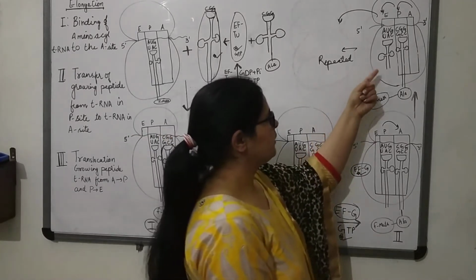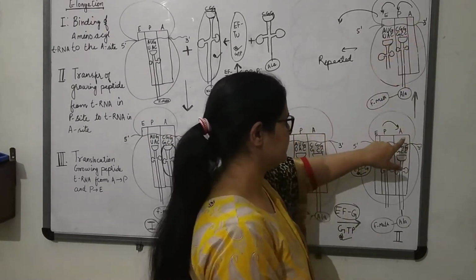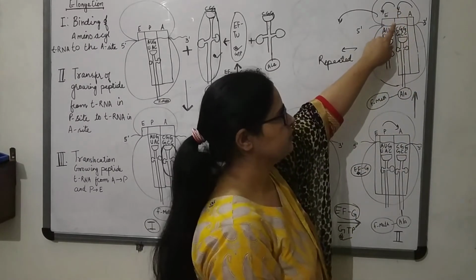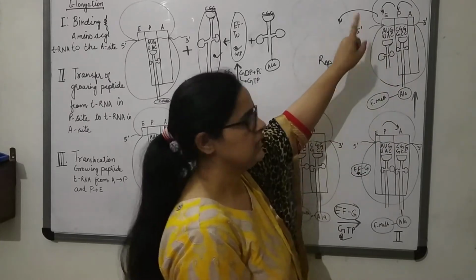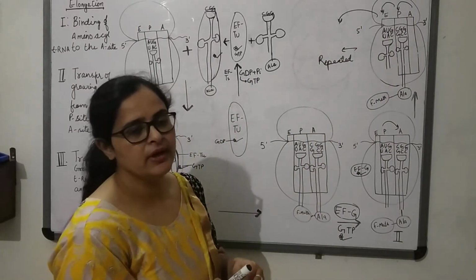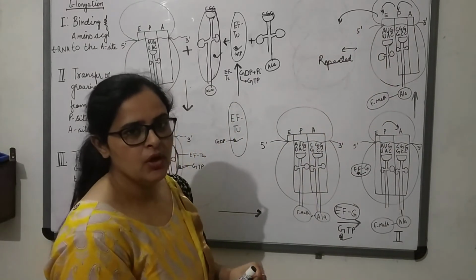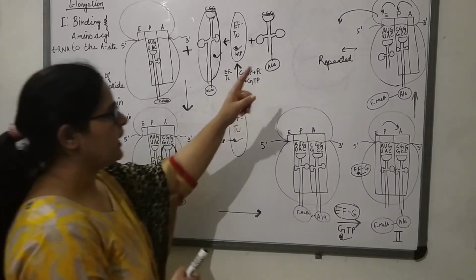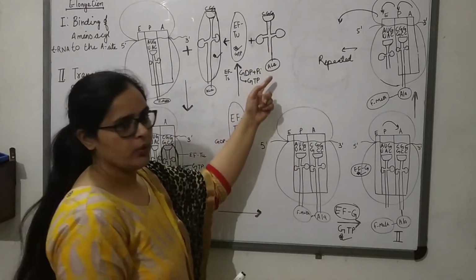Okay, so in translocation, whatever material is present in the A will transfer to the P, and whatever material is present in P will transfer to the E. And E is the site which contains uncharged tRNA, which has no use. So the assembly will discard this tRNA, or this tRNA will again be utilized for some other purpose or in protein synthesis as well. So the further processing will go on.